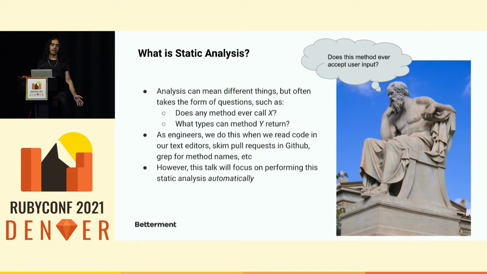So I like to think of static analysis as kind of like the Socratic method of learning, where you ask these questions back and forth. You ask, who calls this method? What does this method return? Back and forth. These are things you ask to learn more about the program you're looking at. We do this stuff implicitly all the time when we load up source code in our text editors, when we review pull requests in GitHub, so on. But the problem with this is it's very manual, very error prone, and most importantly, it doesn't actually scale. So for the rest of this talk, I'll be focusing on performing this type of static analysis, but automatically.